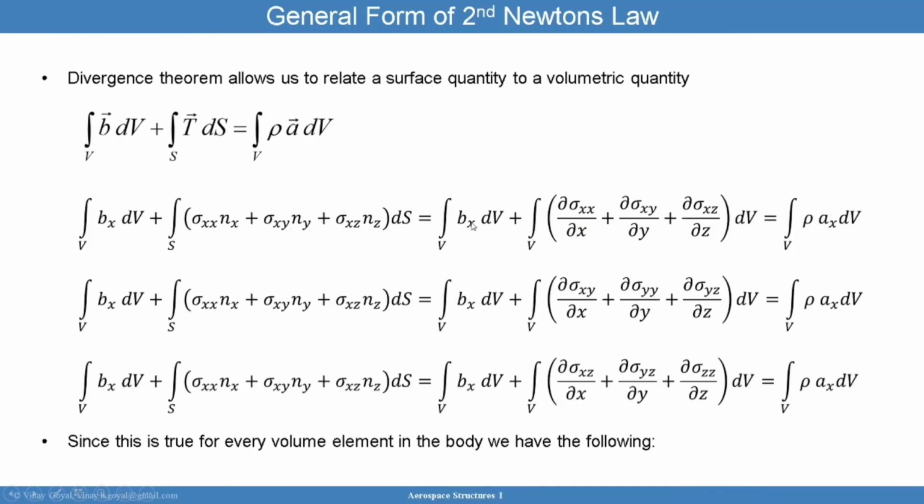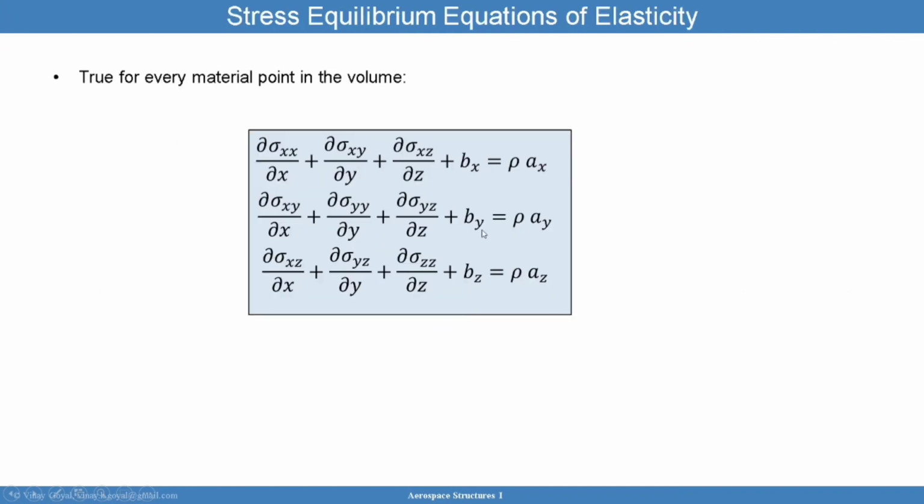And so now Bx plus this quantity must equal rho ax. If this is true for every point in the volume, we must have that the integrand must hold true, that equality. So therefore we find these three equations of elasticity. These are the equilibrium equations of elasticity. These equations have to hold true given the body forces and accelerations and density of the body. These stress quantities have to hold true.